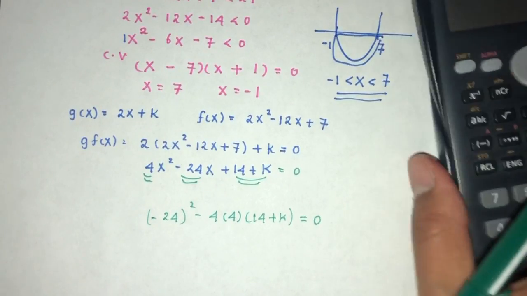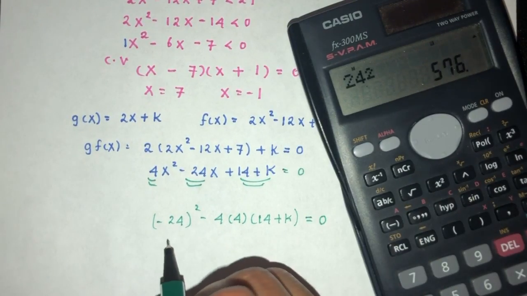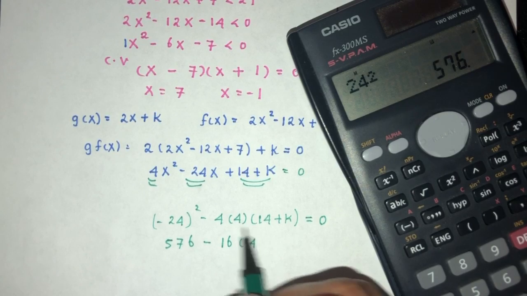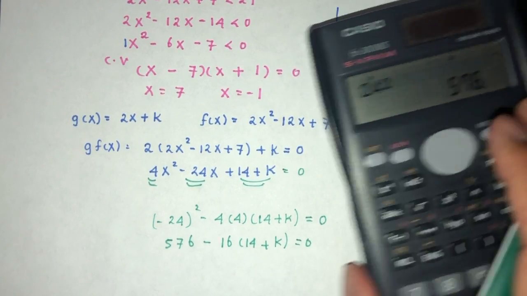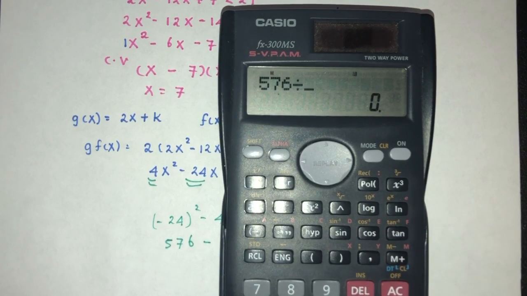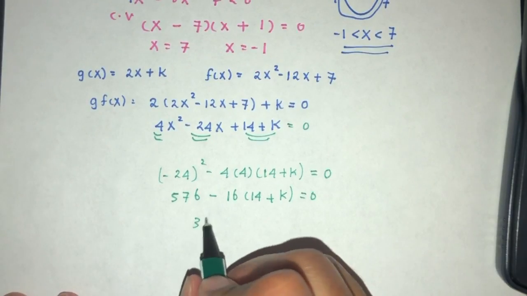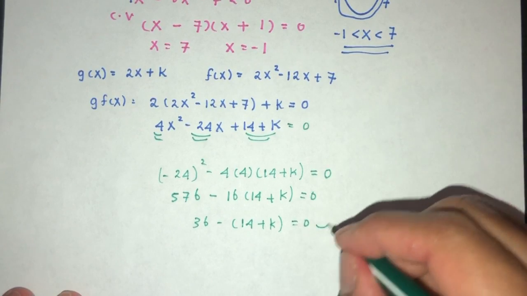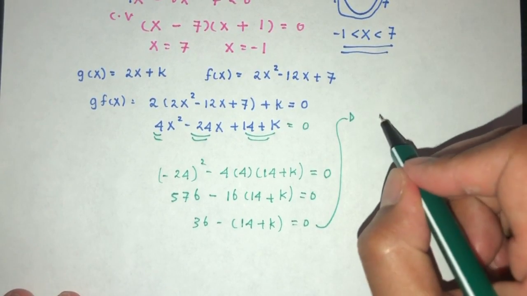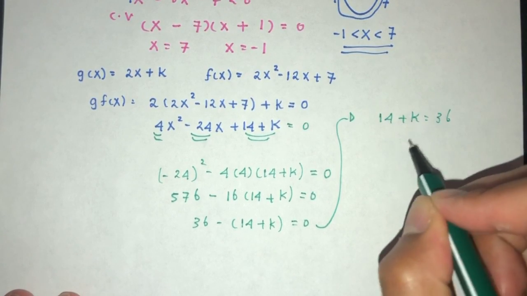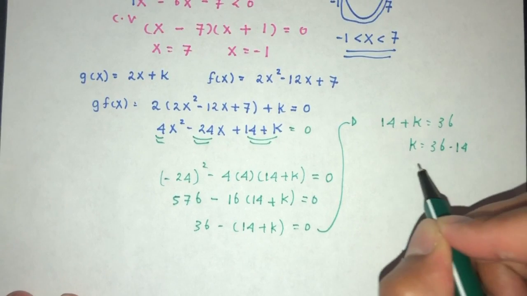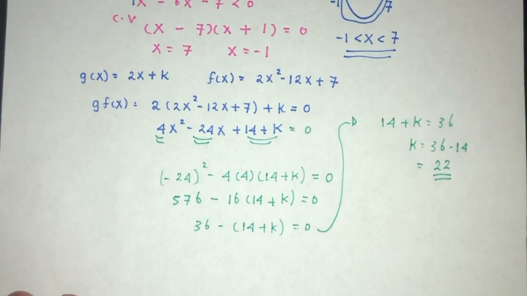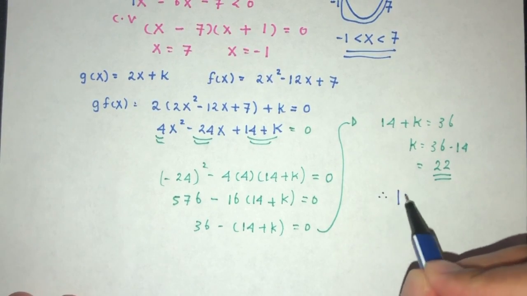Okay, so let's simplify. So minus 24 squared is 576 minus 16 times 14 plus k. So divide by 16, 576 divided by 16, that should be 36. So here you will have 36 minus 14 plus k. So continue. So we can send this over here. You will have 14 plus k has to be 36. So k will be 36 minus 14, 22. So your value here of k will be 22.